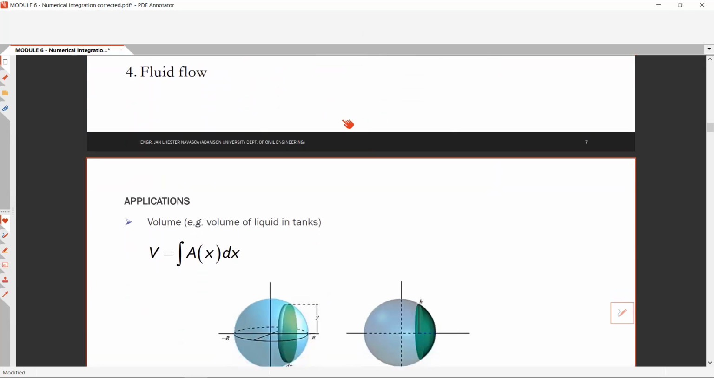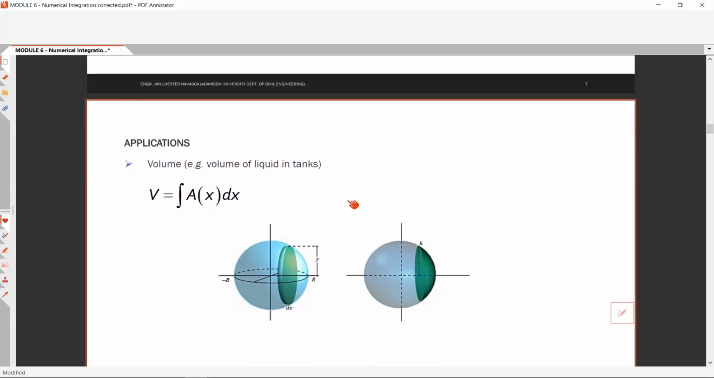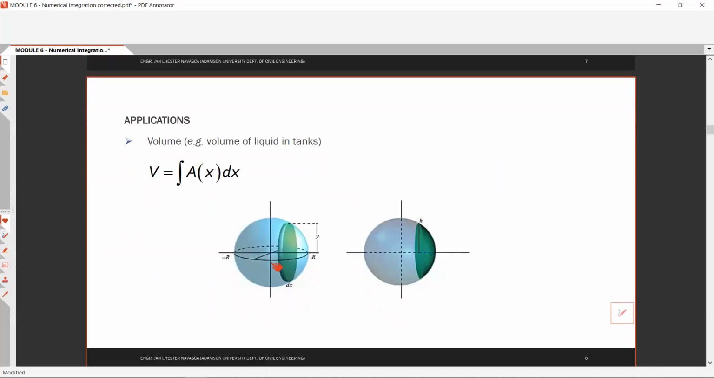And lastly is to find the volume. Okay, remember the volume, we have the spherical method and the cylindrical method. Okay, yung technique for finding the volume of curved surface, di ba? So ayan, the volume is equal to the integral of area A of x times infinitesimal dx, okay?